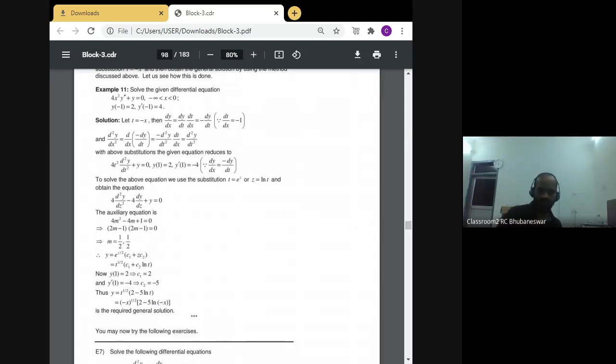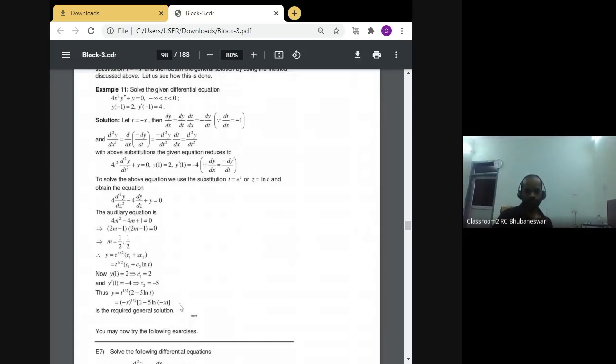But clearly this expression is not the final solution to the differential equation, because the differential equation contains the independent variable x, but here we have represented it in the form of t. So again we substitute t equals minus x to get the final solution, that is the general solution of the differential equation.